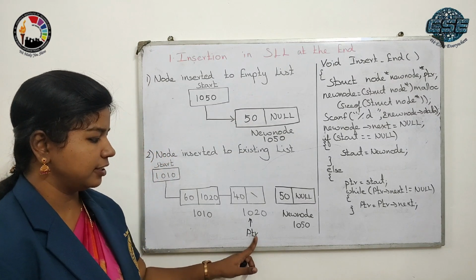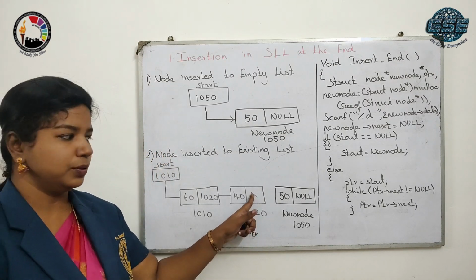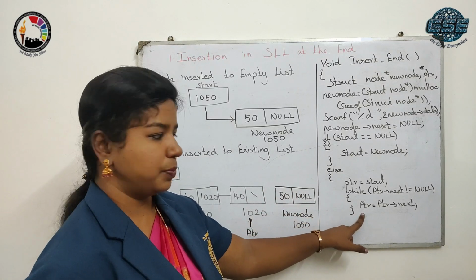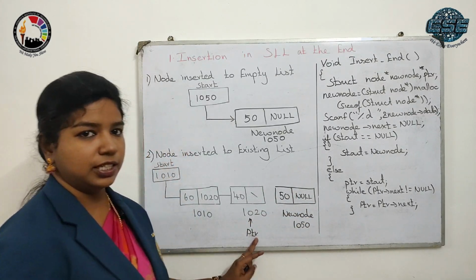Again check the condition: pointer of next equal to null. Here the value of next is null. So we have to stop here. The pointer has reached the last node.